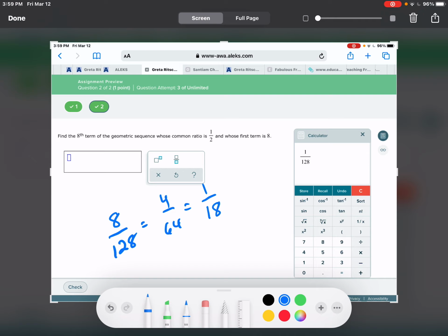Right? Or is that 16? I think that's a 16. 4, 24. 4 goes into 24 6 times. So 1/16.